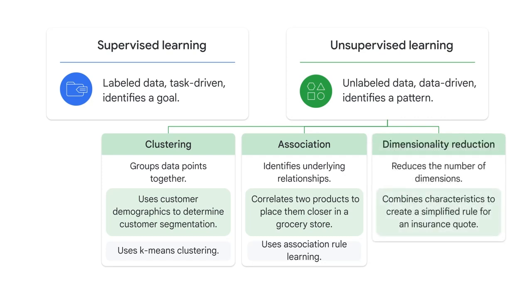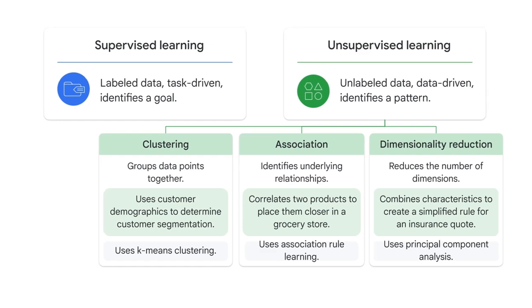And the third type of unsupervised learning is dimensionality reduction, which reduces a number of dimensions or features in a dataset to improve the efficiency of a model. For example, combining customer characteristics like age, driving violation history, or car type to create a simplified rule for calculating an insurance quote. You use ML techniques like principal component analysis to solve these problems.